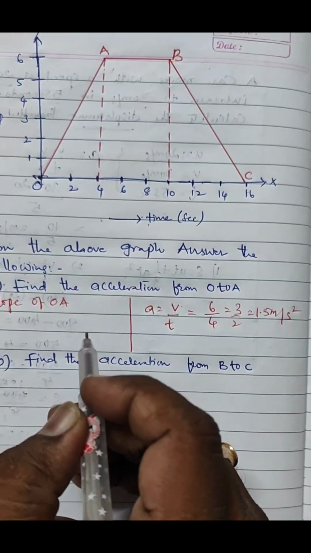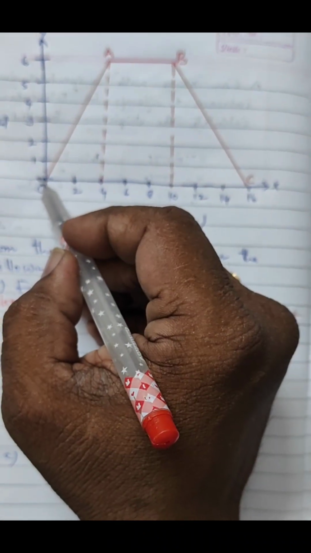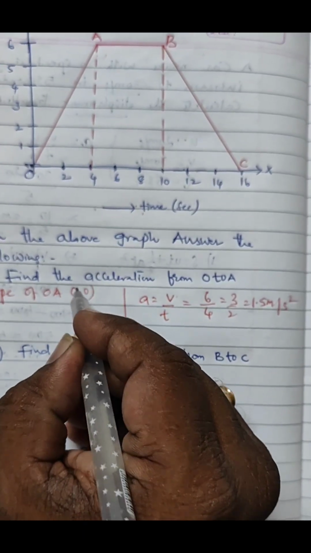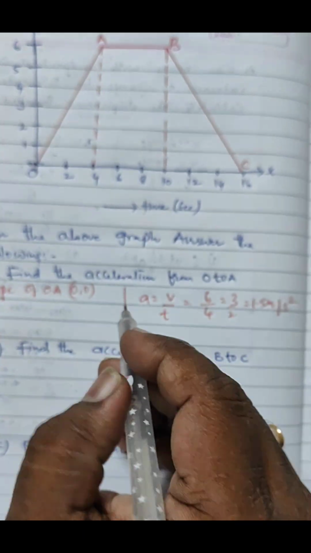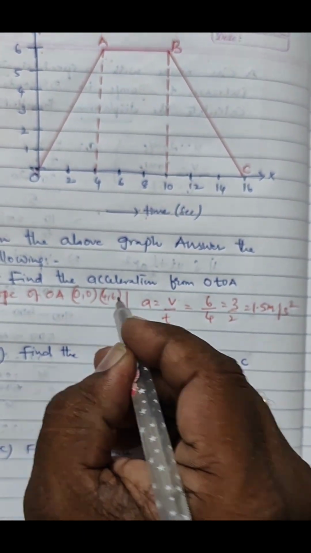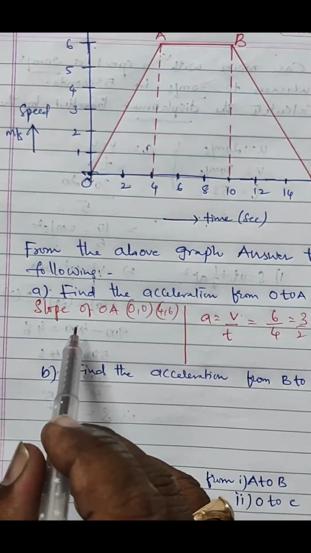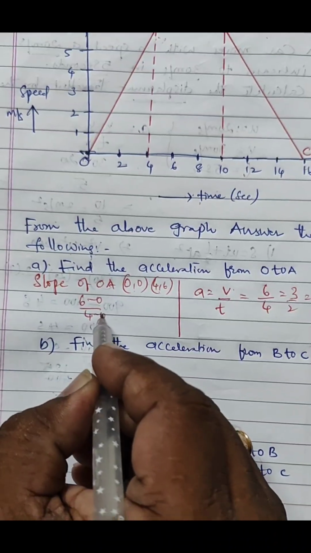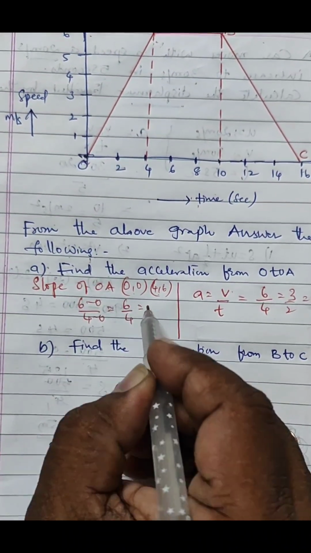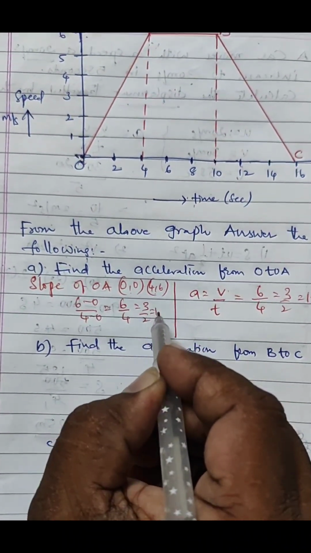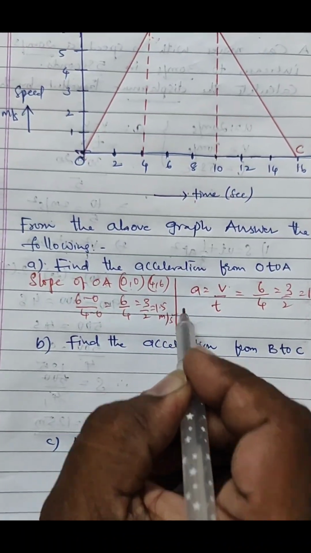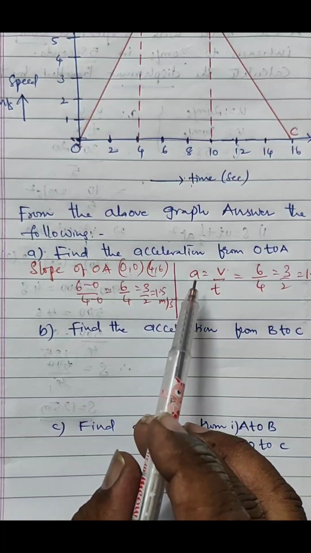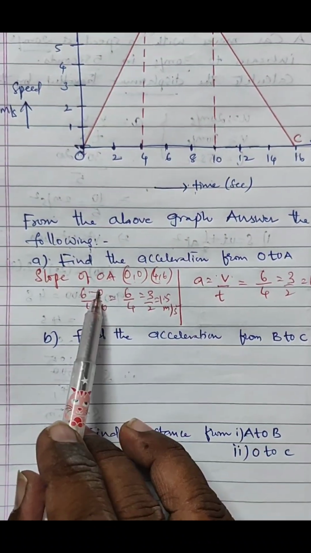of OA. When you take the slope of OA, you take two different points, that is 0, 0, and 4, 6, and use the formula y2 minus y1 by x2 minus x1. So you'll again get 6 by 4, that equals 3 by 2, which equals 1.5 meters per second square. This is how you can calculate by both methods. One is the formula and another one is the slope.